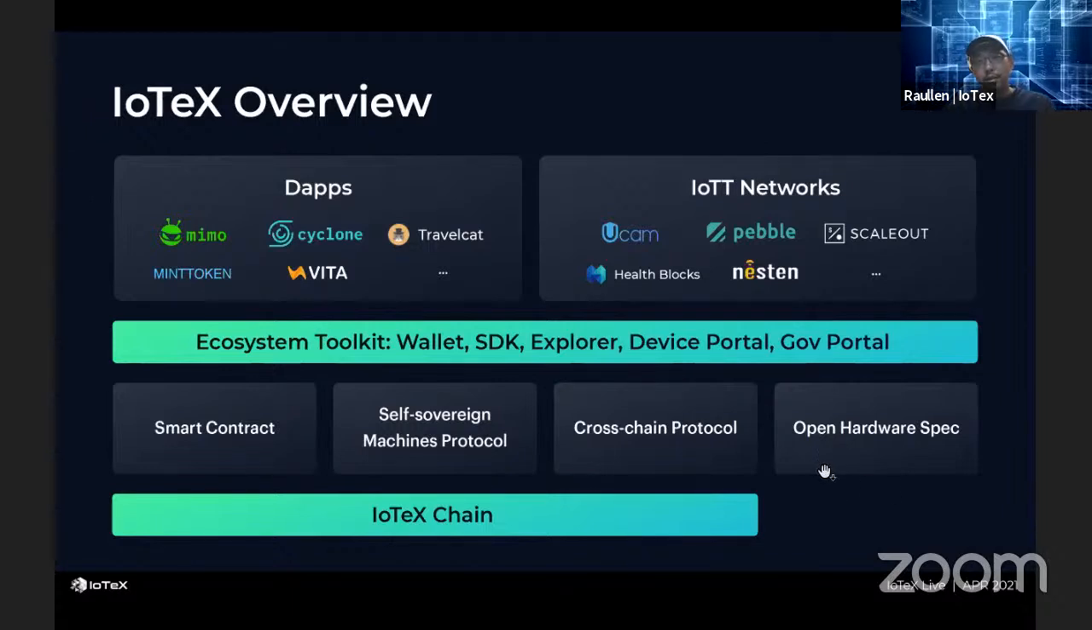And I think the most unique part is what we call the IoTT network, Internet of Trusted Things, which is a network for different groups of machines. They are doing something different here. For example, we have UCAN as one group of machines, basically to let people own their camera data. We have Pebble as another group of machines. And most interestingly, we will have three or four teams onboard in the next quarter or so. Next slide, please.